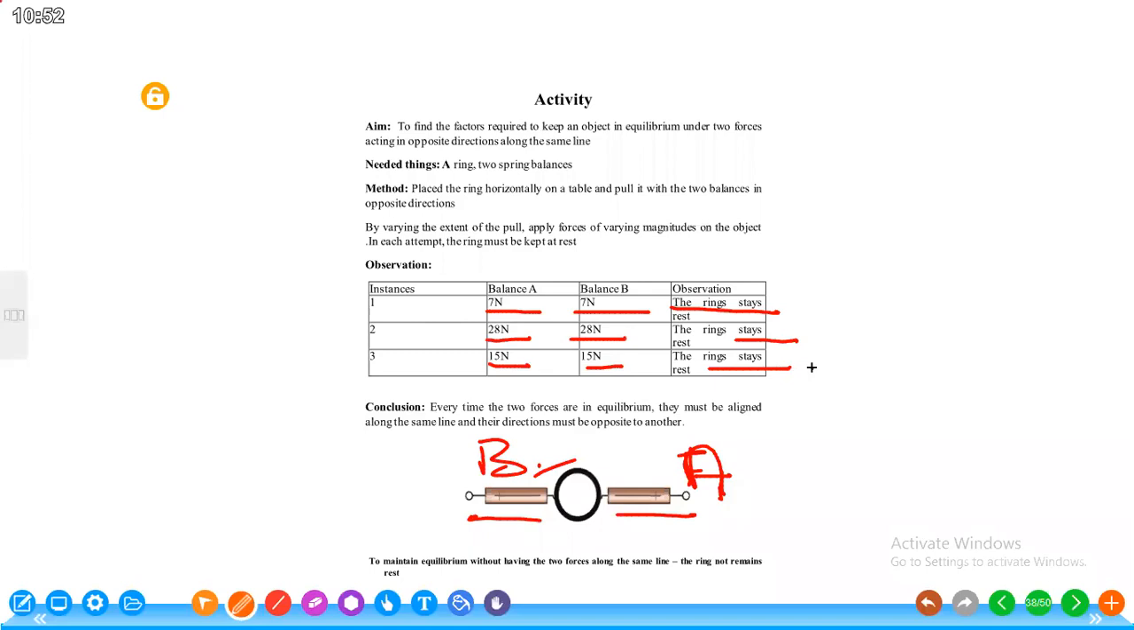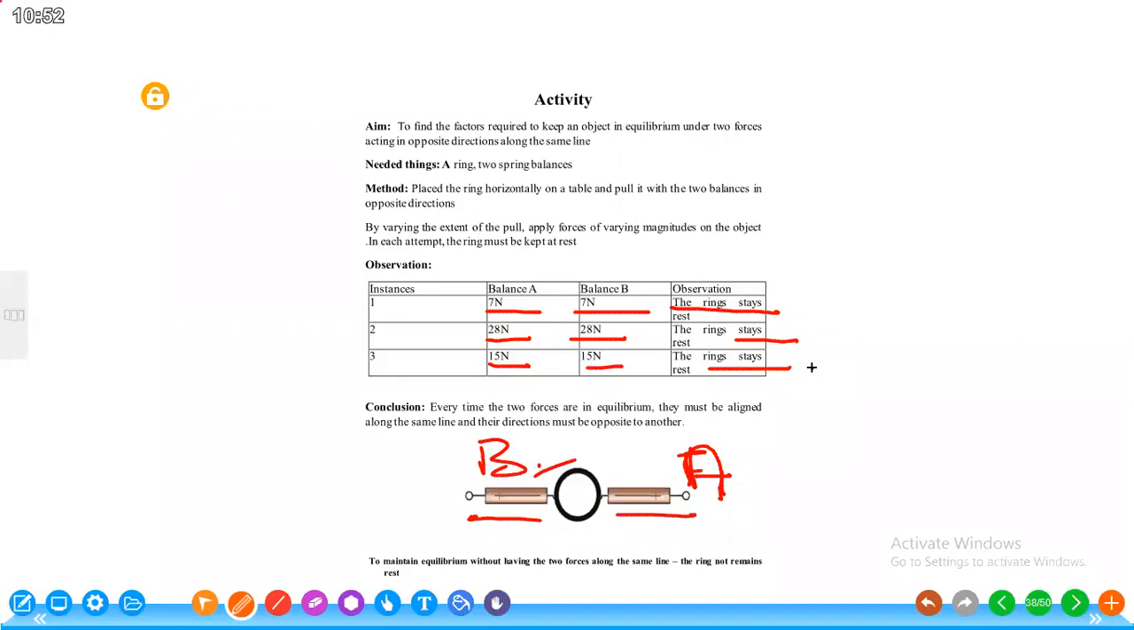So according to these observations, we take a conclusion. What conclusions do we take? The first condition: every time, the two forces are in equilibrium.